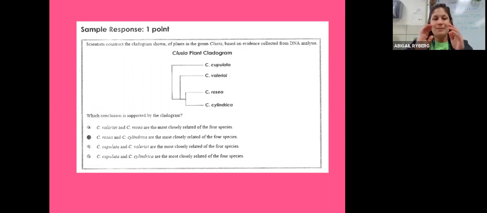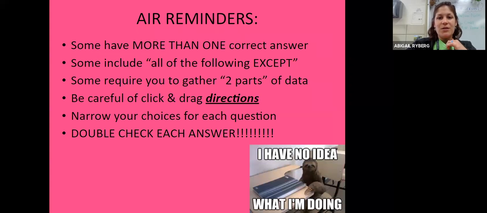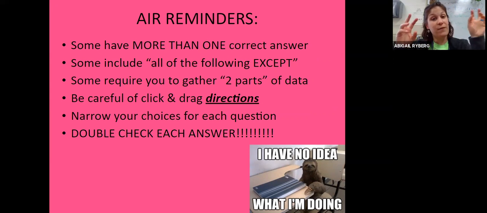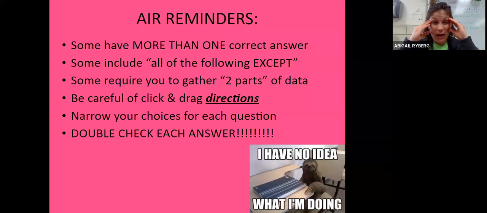Okay, so with the AIR test coming up, I would like to emphasize that you guys have had practice. We've learned this stuff. You need to feel confident in yourself and in your responses. Read the terms really closely. So here are my little AIR reminders. Some have more than one correct answer. Some include things like "all of the following except," which messes with my brain, but keep that in mind. Some require you to gather 2 different parts of data, and you might use data from part 1 on part 2, and that's fine.